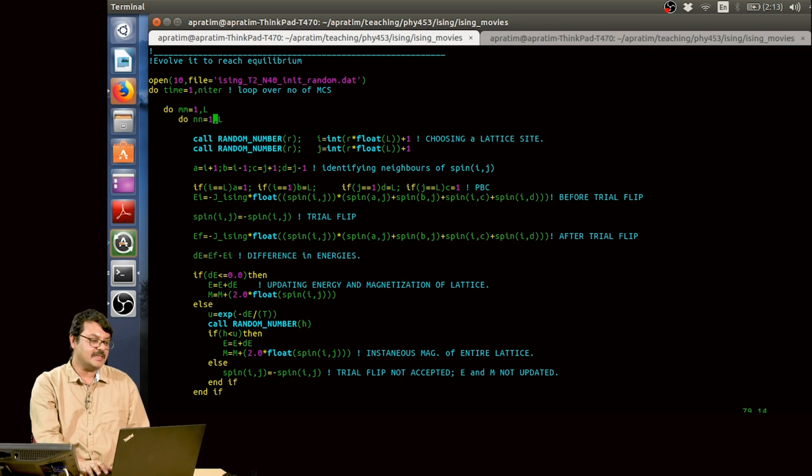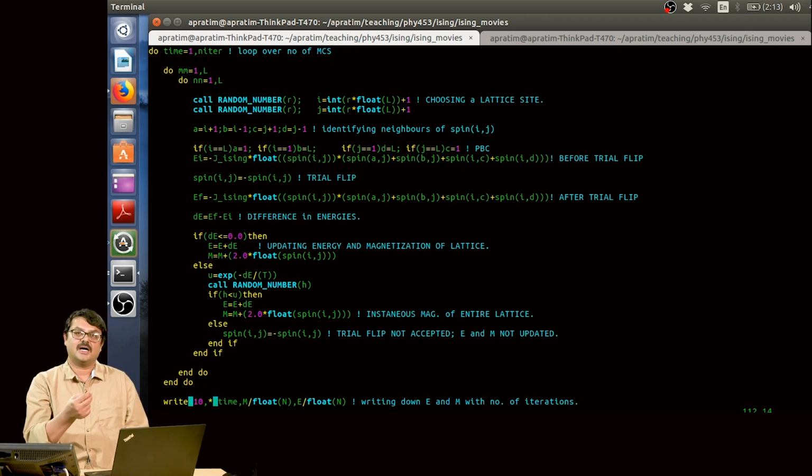Now, this is being done n times. So, there are now n attempts, n being L cross L attempts, which are being done. So, you are randomly choosing a spin n times, trying to flip the spin. Sometimes it is accepted, sometimes it is not, depending upon the value of delta E and especially kBT, the thermal energy. And at the end, once you have done it for essentially n times, you have completed one Monte Carlo step. These two end-dos correspond to these two dos, right, and it has been written in a manner so that these end-dos and end-ifs can easily be identified.